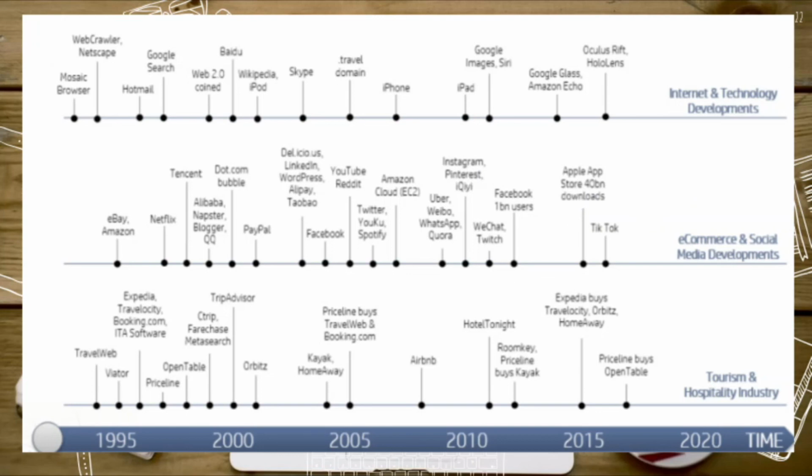And in the tourism naman, in the hospitality industry, we have before, I don't know if alam nyo pa ito, Travelweb, Expedia, also from, I think, 1996 or 1997 ang Expedia. Nagkaroon na rin ng Trip Advisor, Kayak, and HomeAway. And Airbnb, alam ko it's more familiar with us. Nabalik or mas in-improve yung Expedia, Travelocity, HomeAway, and OpenTable was bought by Priceline. So these are the different technologies that were discovered or utilized at these different times.